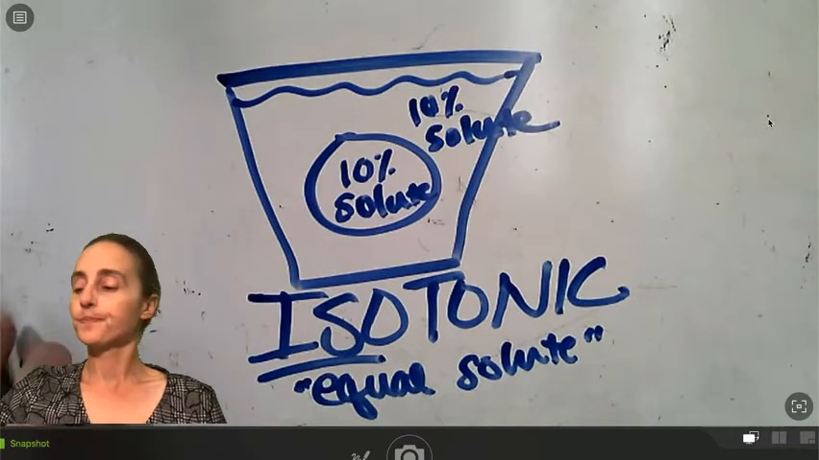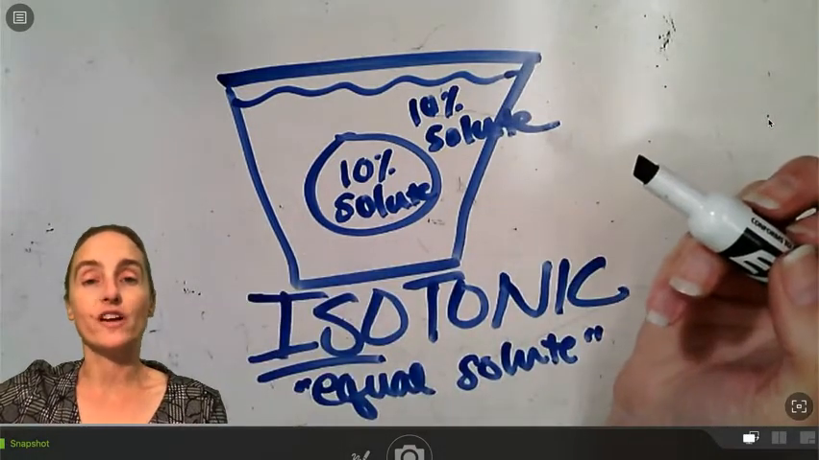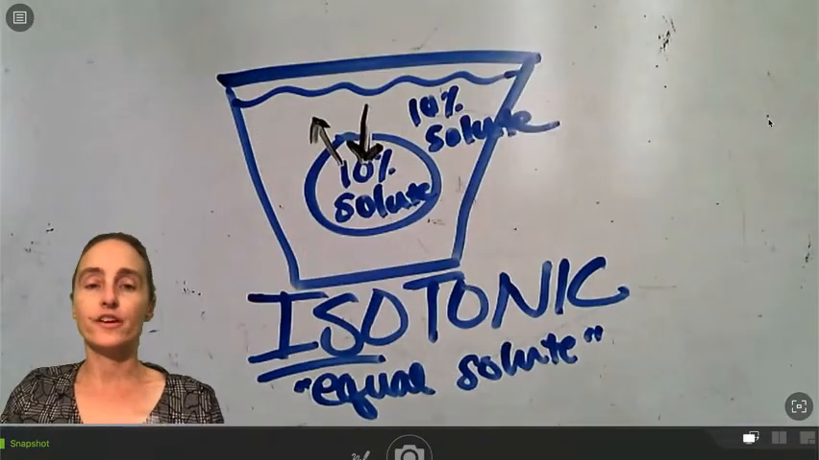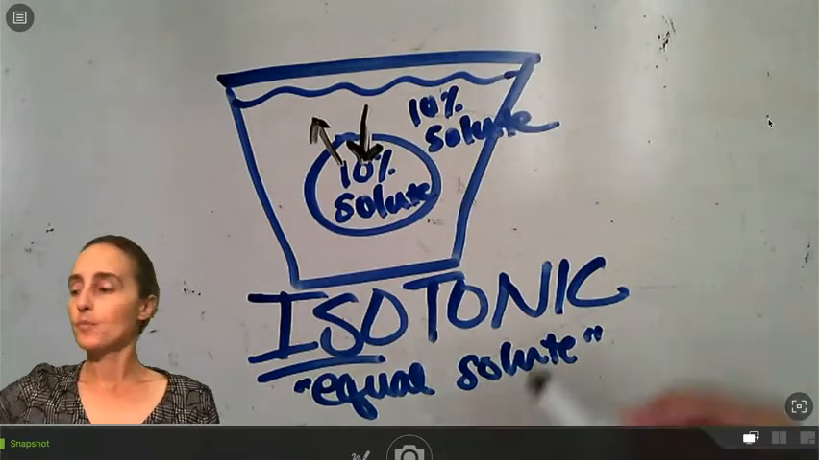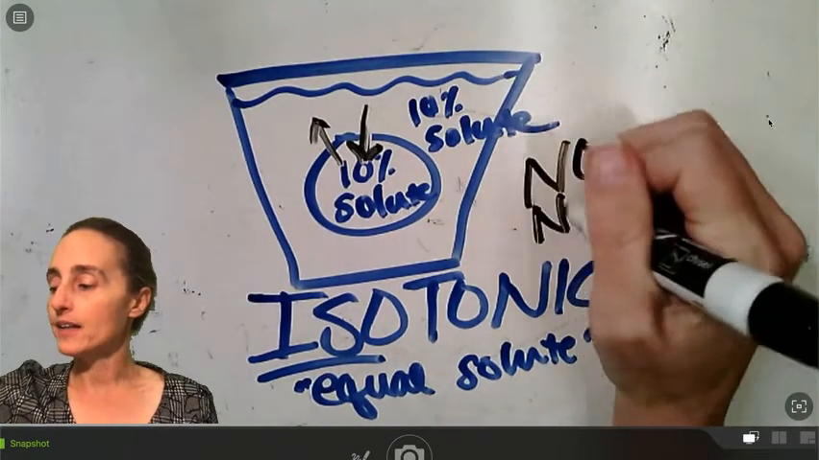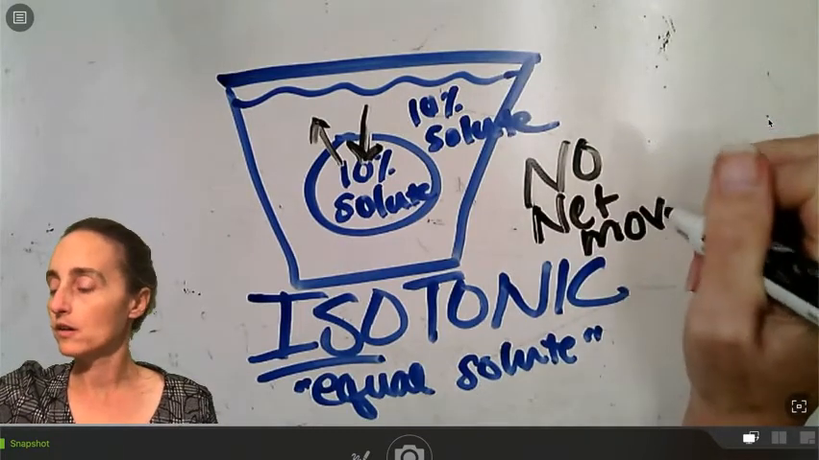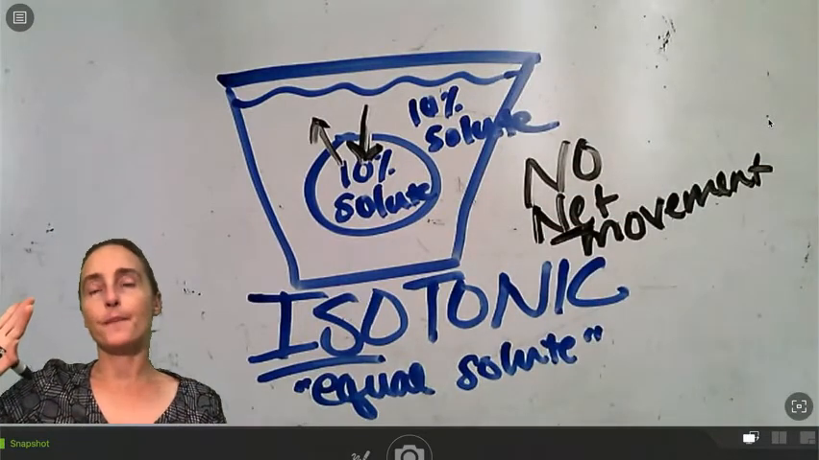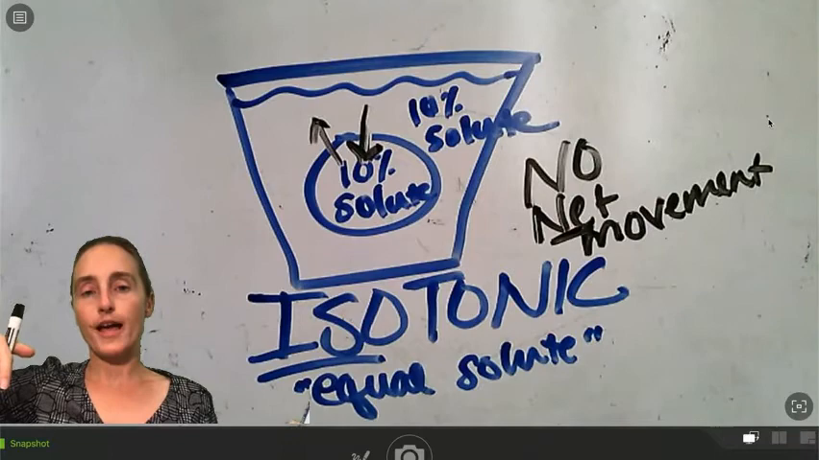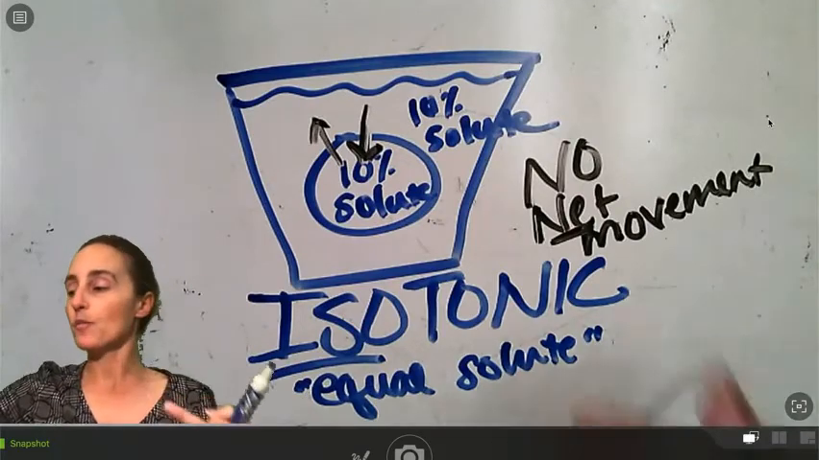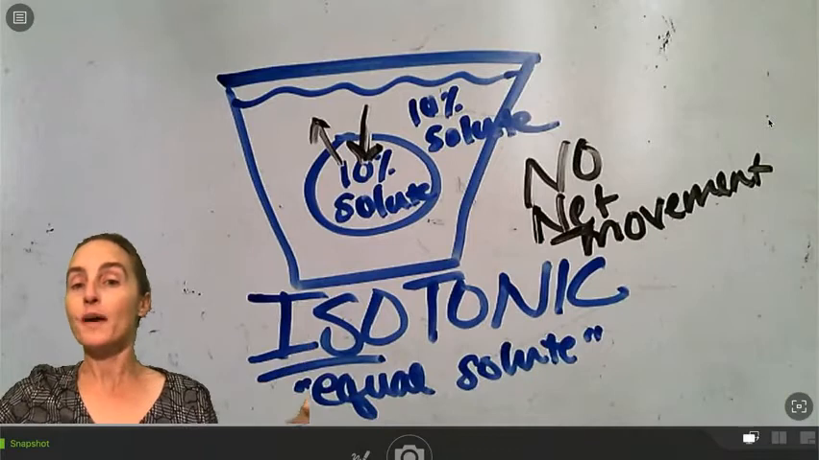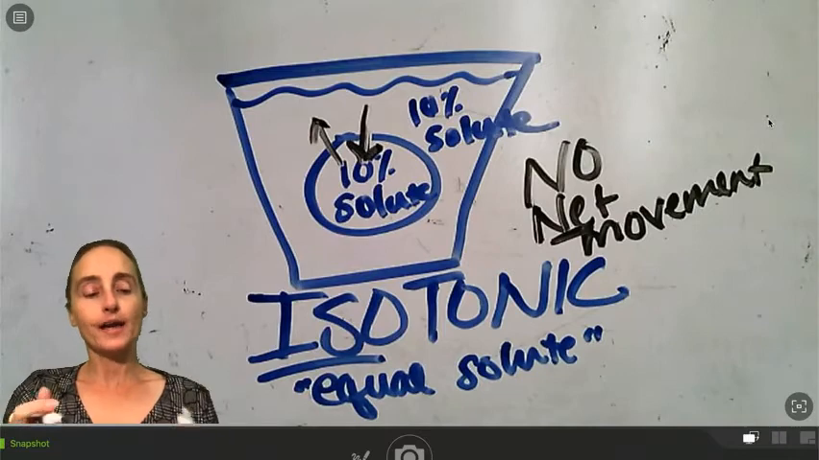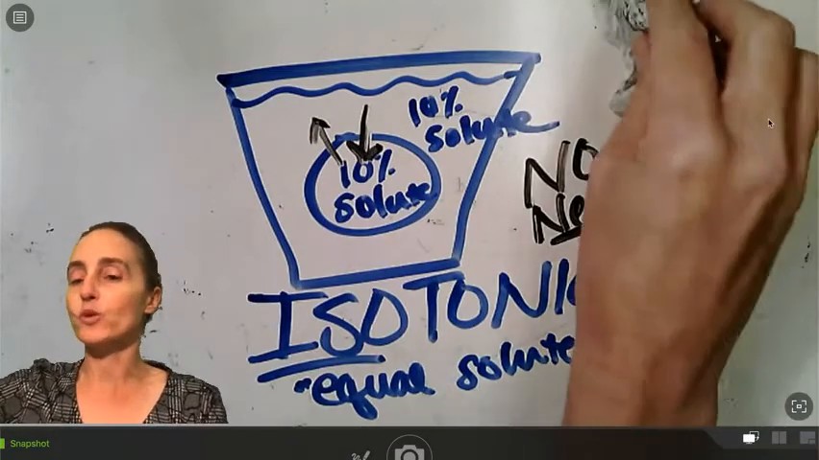I bet I just tricked you. Water is not going to just stop. Water is going to move into and out of the cell equally, but we call that no net movement. Why? What does net mean? It means it's not moving one direction or the other more. It's moving in and out equally. There's still movement, so I'm not saying no movement. I'm just saying no net movement. It's not moving greater to one area or another. It's like equal movement. Okay, let's do one or two practice problems really quick, and then we're done.